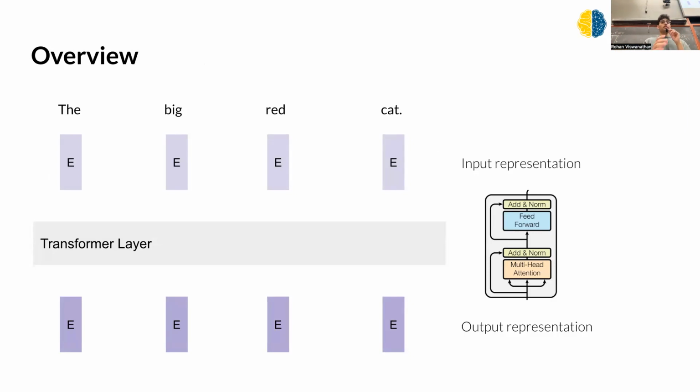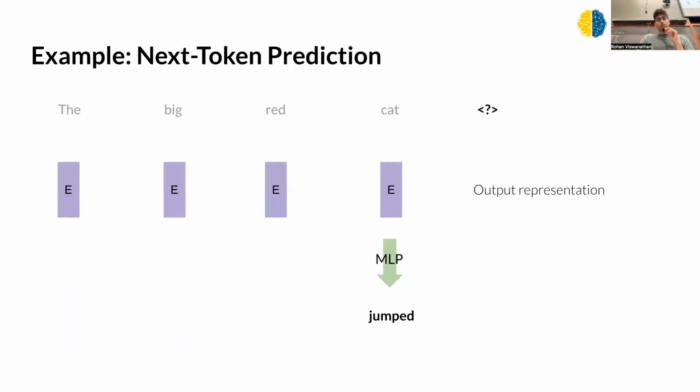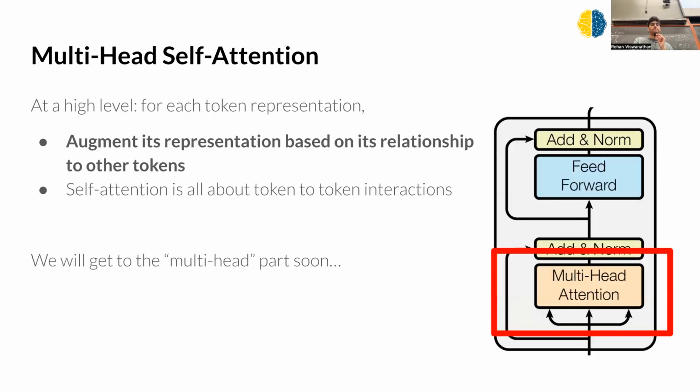And we want to generate a set of output embeddings. This is our problem. In this example, we're going to be looking at next token prediction. Now, for example, we want our next output to be the word jumped. The big red cat jumped. And that is correspondent to our output representation.